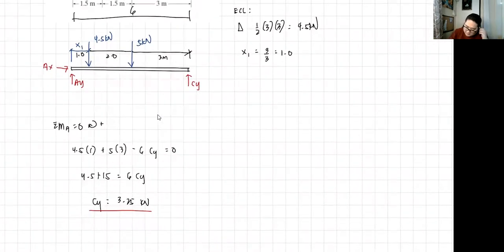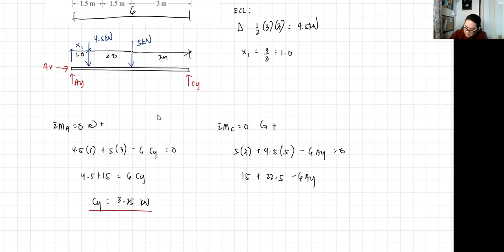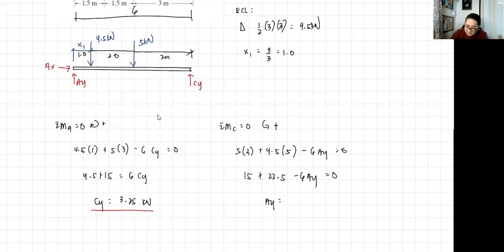Next, summation of moment papunta kay C is equals to 0, taking counterclockwise is positive. So we have yung 5 kilonewtons natin times 3 plus 4.5 times 5 and then minus 6 AY is equals to 0. So we have 15 plus 4.5 times 5 natin is just 22.5 minus 6 AY equals to 0. Transpose nyo si AY will be equals to 15 plus 22.5 divide natin ng 6, that is 6.25 kilonewtons. Okay.